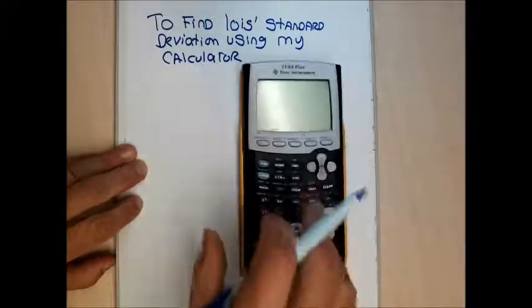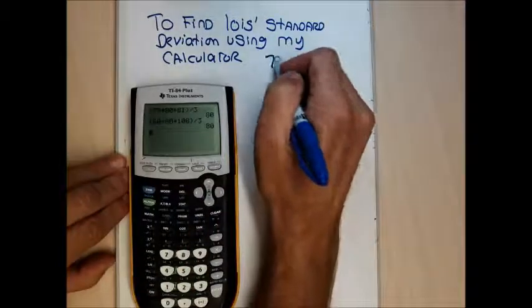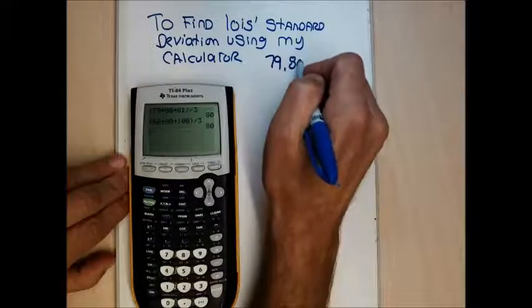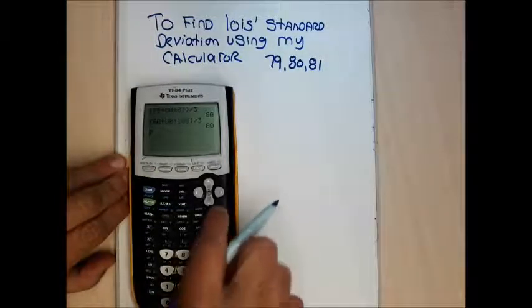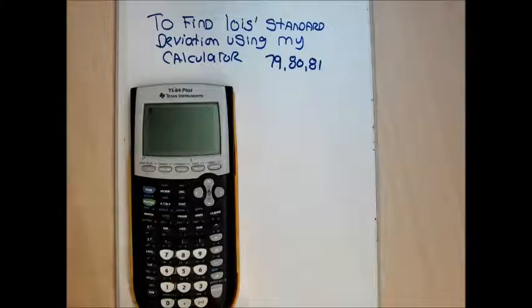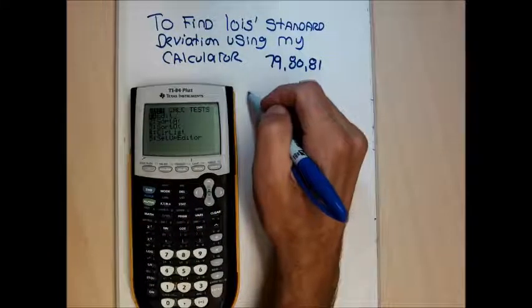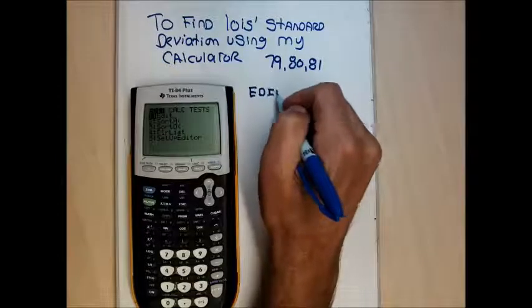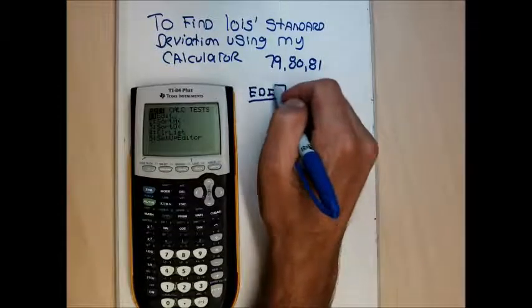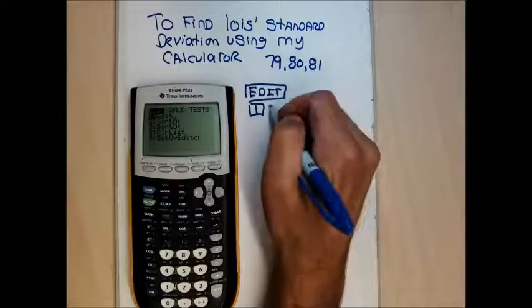So the first thing I do to find the standard deviation of her test scores, again, just in case you don't have them handy, were 79, 80, and 81. Clear out my main screen just so I don't see any junk there. The first thing I'm going to do is hit the stat button. And when I hit the stat button, in the left-hand column, edit is highlighted, and in the numbers, 1 is blacked out. That's what I need to have.